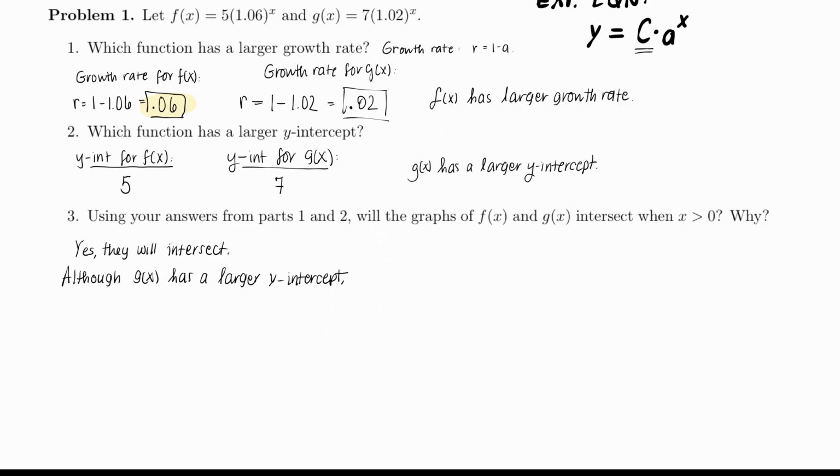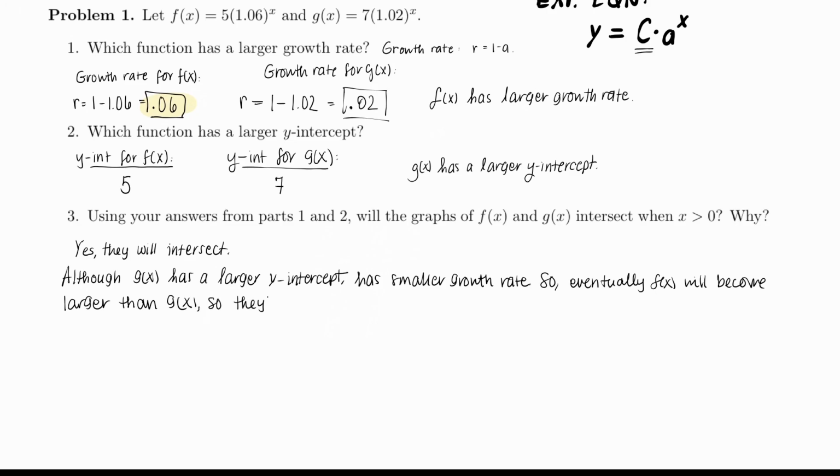So how do I want to write that? Has smaller growth rate. So eventually f of x will overtake g of x. We'll say f of x will become larger than g of x. So the graphs will cross or intersect. Okay.